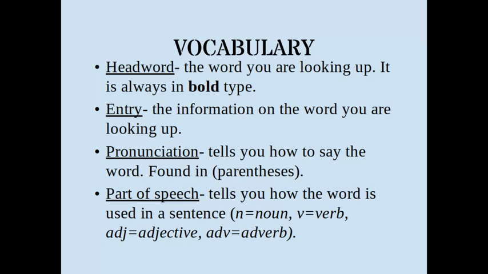The pronunciation tells you how to say the word. It's found in parentheses, like you can see here, in the definition, and that tells you how to say the word or how to pronounce it. It also will tell you the part of speech. That tells you how the word is used in a sentence. N means noun, V means verb, ADJ stands for adjective, and ADV stands for adverb. So that part of speech is going to tell you how you would use that word in a sentence.